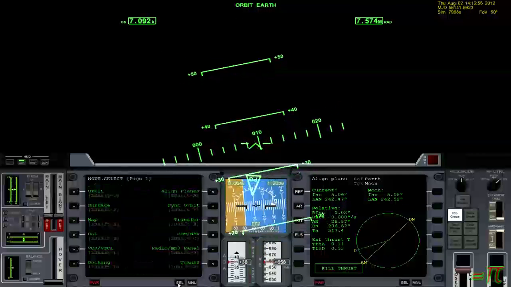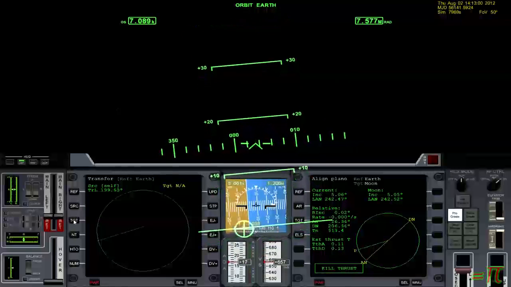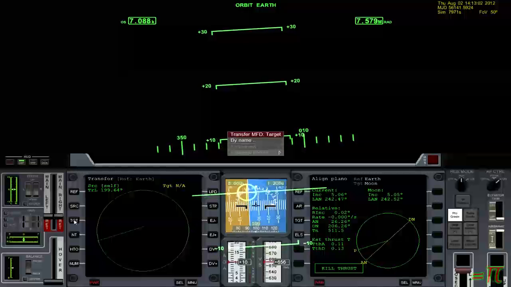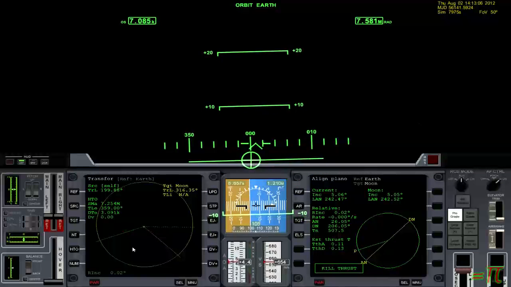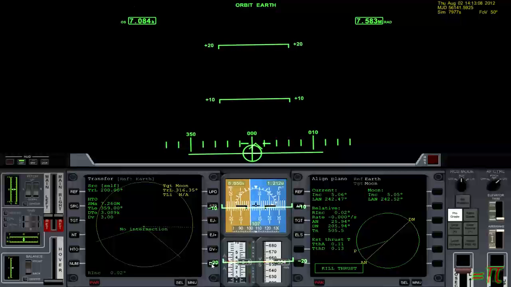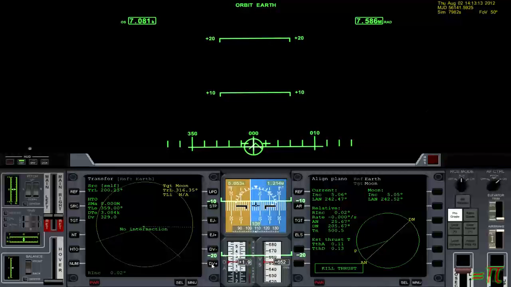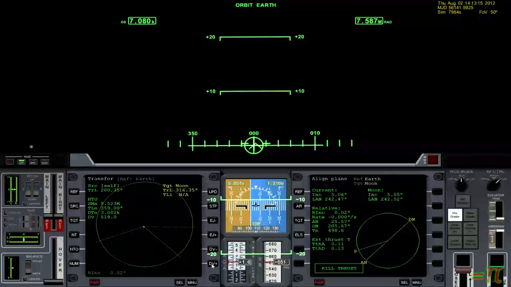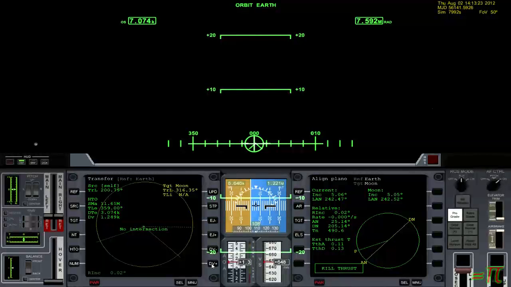Now, set up a transfer orbit to get from Earth to the moon. Set up a hypothetical orbit. Start adding in delta V. I know it's going to take in the neighborhood of 3,000 meters per second delta V. Delta V is change in velocity. And we'll be increasing our velocity by in the neighborhood of 3,000 meters per second.